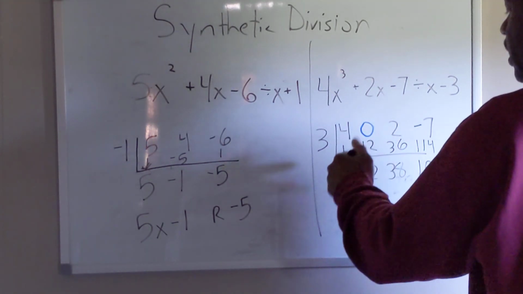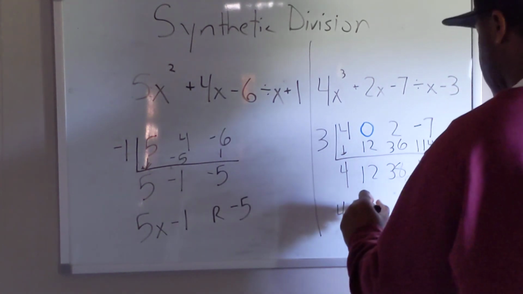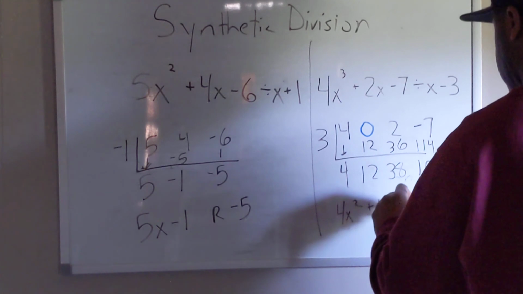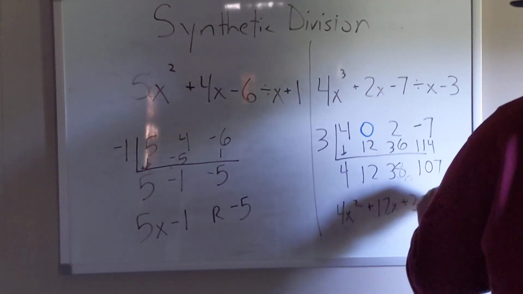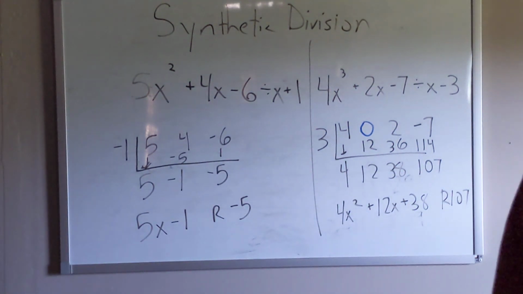So here is going to be 4x squared plus 12x plus 38 with a remainder of 107. Okay, that's synthetic division.